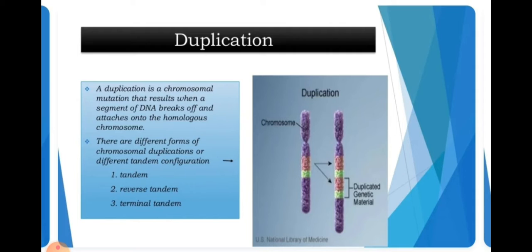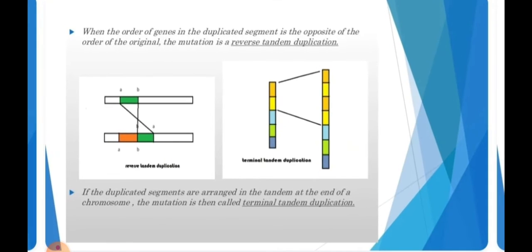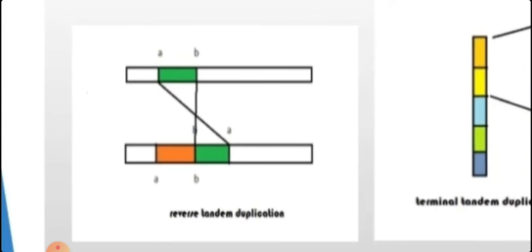There are different forms of chromosomal duplication or different tandem configurations. The first one is tandem, then reverse tandem, and here you can see the terminal tandem. When the order of the genes in the duplicated segment is the opposite of the order in the original, the mutation is a reverse tandem duplication. Here you can see this reverse tandem duplication.